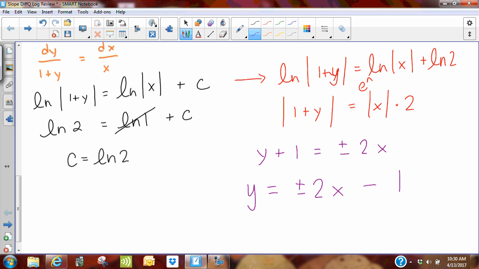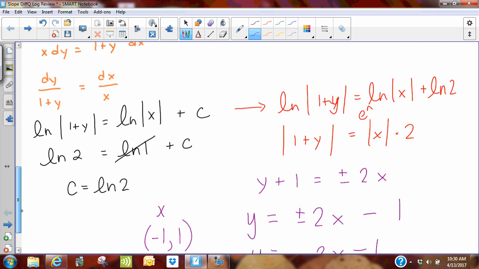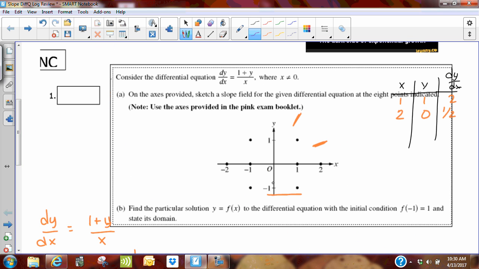Now, how do you pick? The point negative 1, 1 is how you're picking. So you plug in the x value of negative 1 here, subtract 1, and which of those is going to give you, so you want the negative? There's another reason you would have known it was negative had you finished out this slope chart up here.